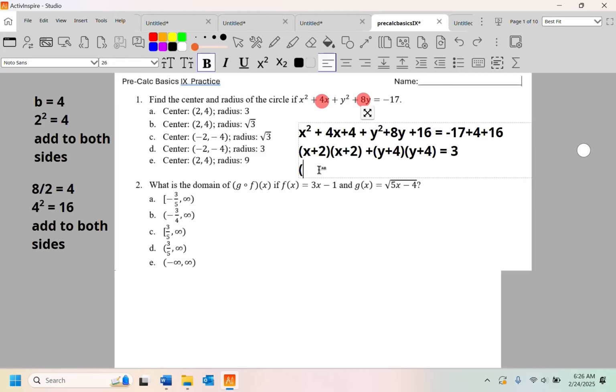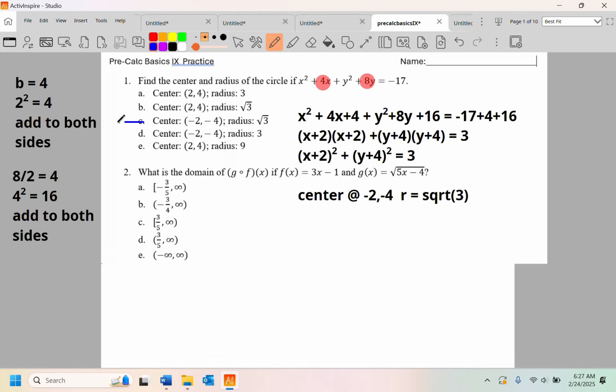All right. So what we have is an x plus 2 quantity squared plus a y plus 4 quantity squared, because it happened twice, and equals 3. Your center is at -2, -4, because we swap signs when we leave parentheses. And your radius is the square root of 3. So, choice C.